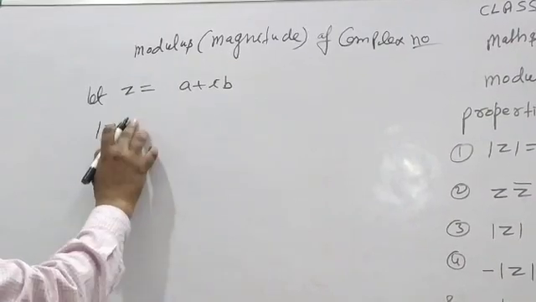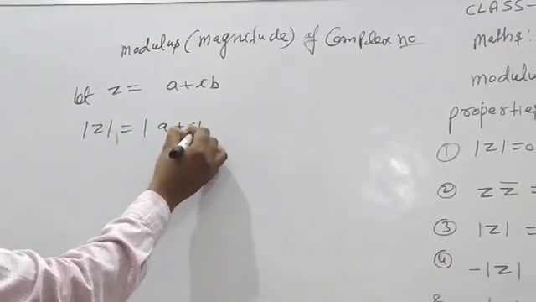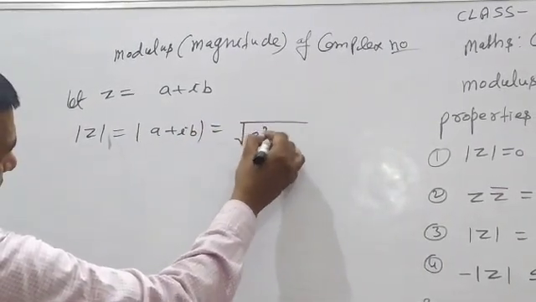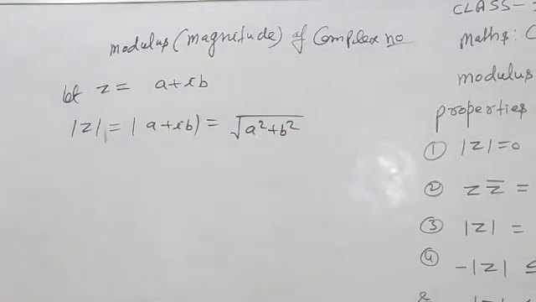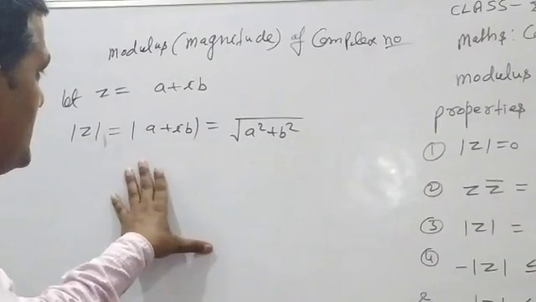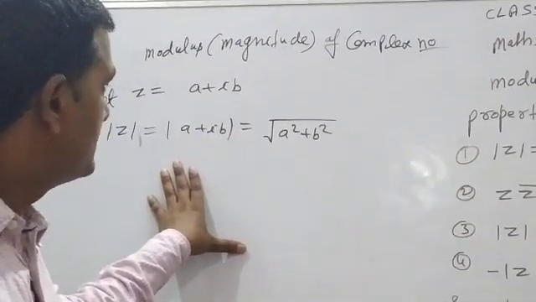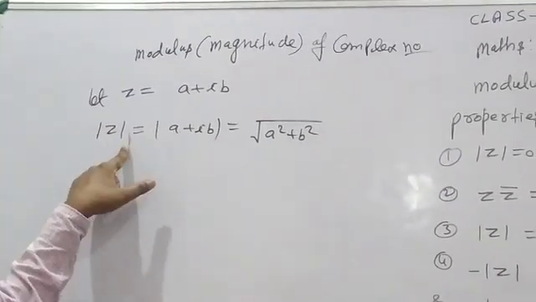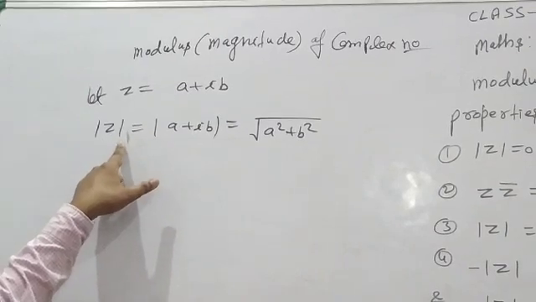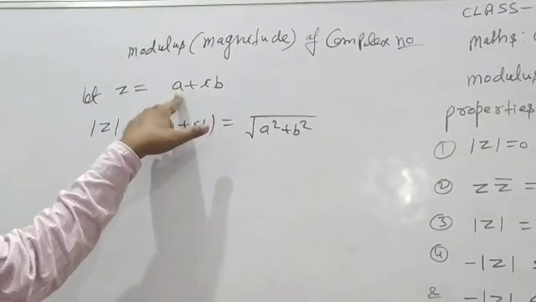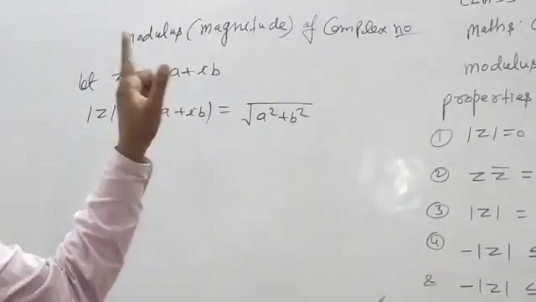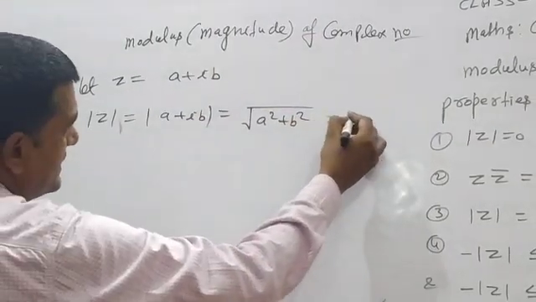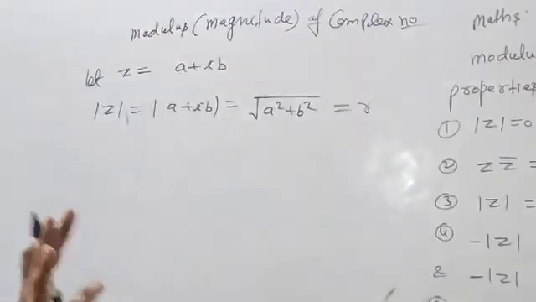Mod of z is equal to what? Mod of a plus ib, clear? It means under root a square plus b square. When you find the magnitude of the complex number z equal to a plus ib, that is mod of z. This is the symbol of mod. Mod of z is equal to under root of the square of the real part plus the square of the imaginary part, that is a square plus b square. Clear? It is denoted by r also. r is the modulus of the complex number. Understood?